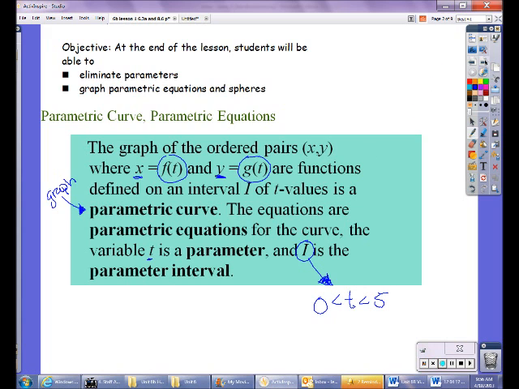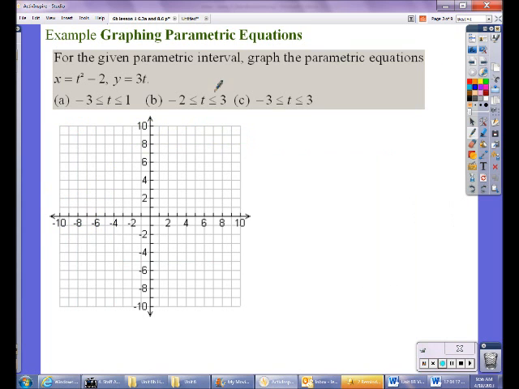So now let's talk about a graph. How do we graph these? Well, remember when you were having to graph pretty much anything else, you would make a table, x and y. We're still going to be doing that. The main difference is now we also have a t column.